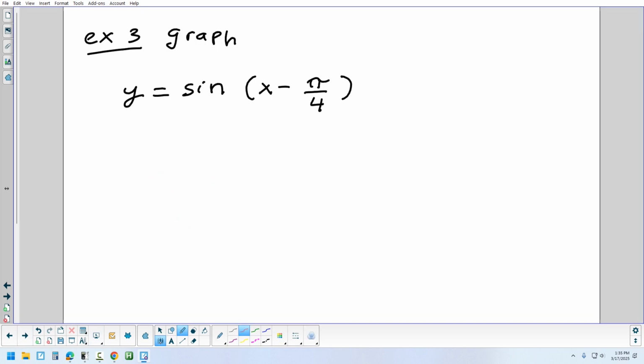Okay, so walk me through it. First thing I should ask myself when I look at that, if it's a horizontal shift, what are we looking for to identify that? Two things: the addition or subtraction. If we see addition or subtraction, we know it's a shift, and it's inside. So the two things: what are you doing, and where are you doing it? We're adding pi over 4.